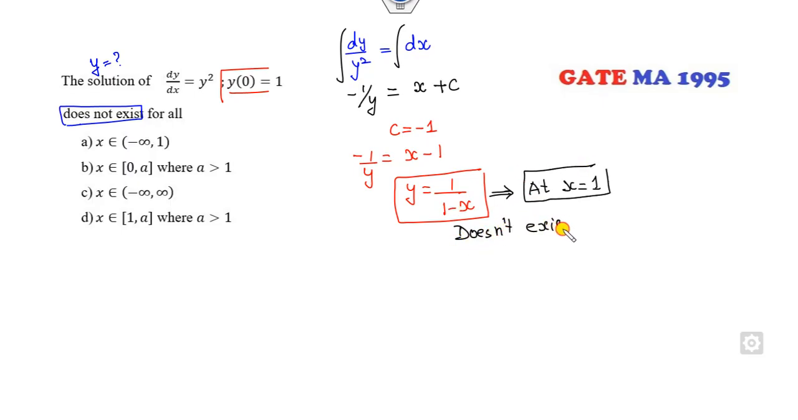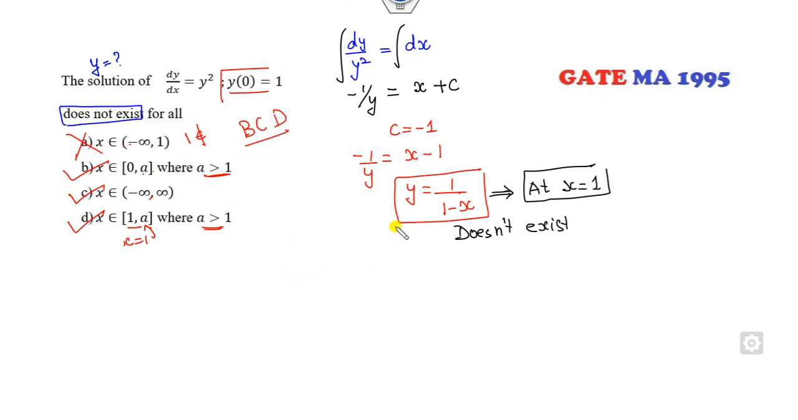Now look at the options. If you look at the last option, 1 belongs to that because a is greater than 1. This option cancel. No, sorry. We need y does not exist, so it means this option is correct. 1 also belongs to this option, which is also correct. 1 also belongs to this option, correct. 1 does not belong to this, so this option is cancelled out. B, C and D are my right answers.